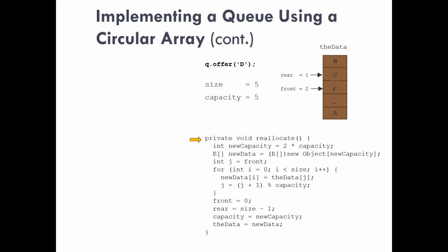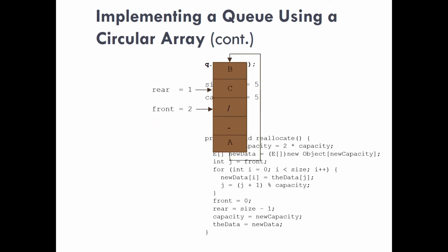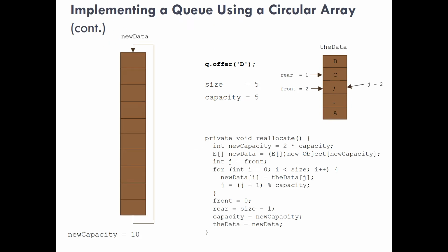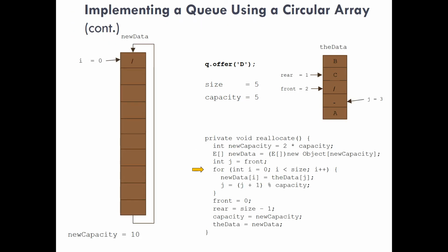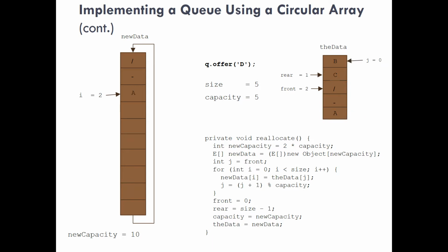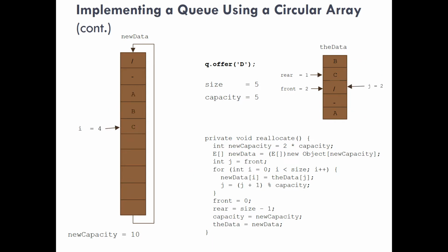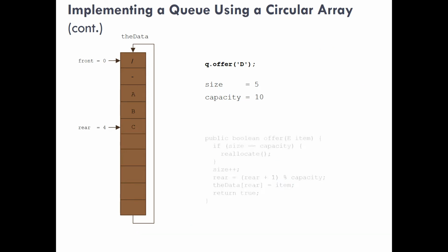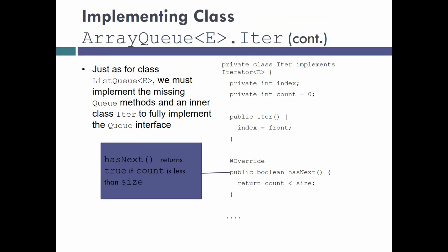So here, when we actually need to reallocate, we start from the front and wrap around. Basically, we start at front and we move each of the items over into here, and then wrap around and grab all the items. And how do we wrap around? The mod capacity ensures that we wrap around. And then we just set up our front and rear appropriately. Okay, so that's pretty cool.